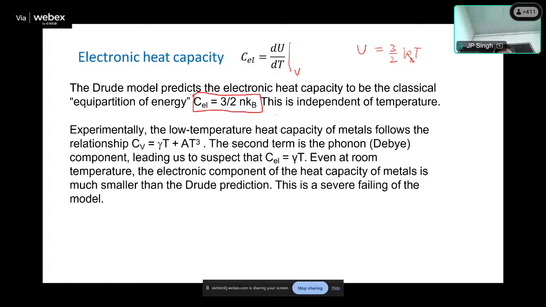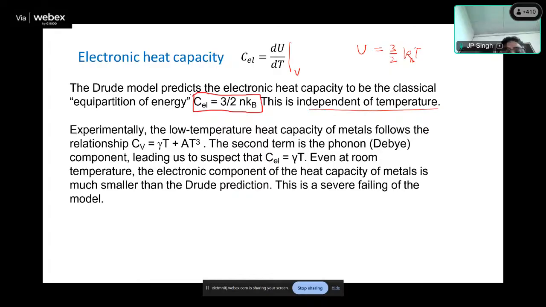And then if I assume one electron per atom, that is, n number of electrons, then the electronic heat capacity should be 3/2 n kB, which is also independent of temperature. But what was actually found experimentally was very strange.